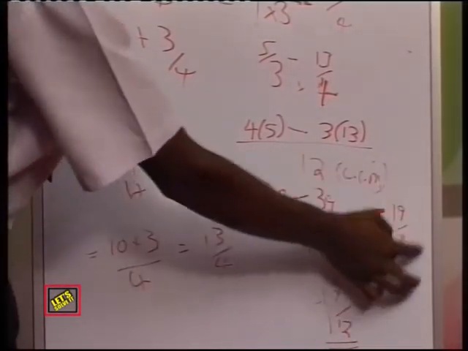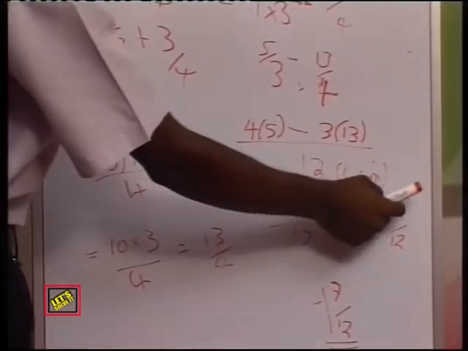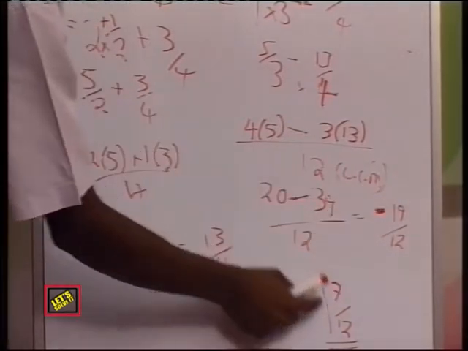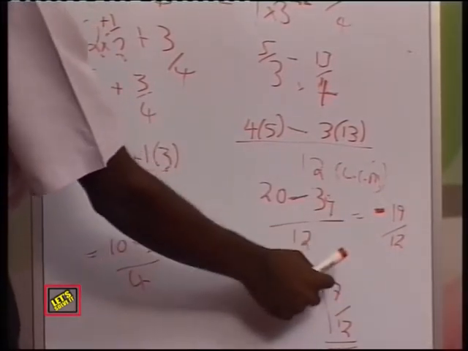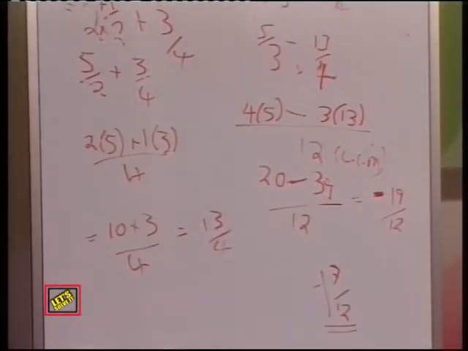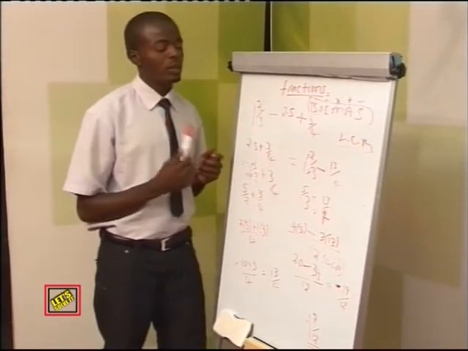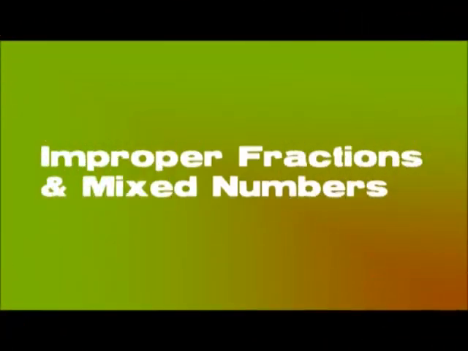The answer does not end there. This can still go further. So we divide 12 into 19. So 12 into 19, it's negative 1 whole number, remainder 7 over 12. That's our answer according to board mass rules.